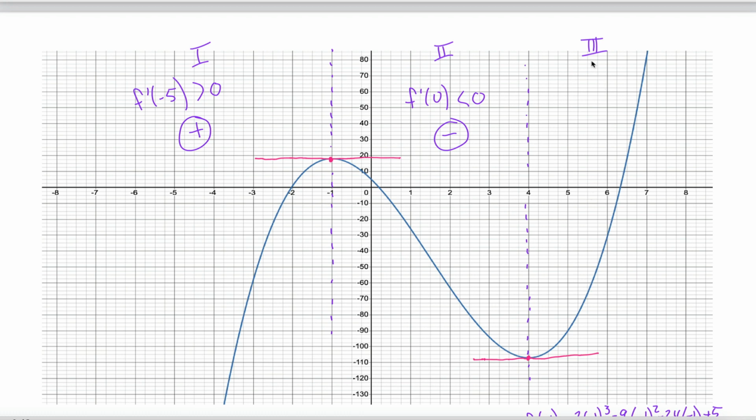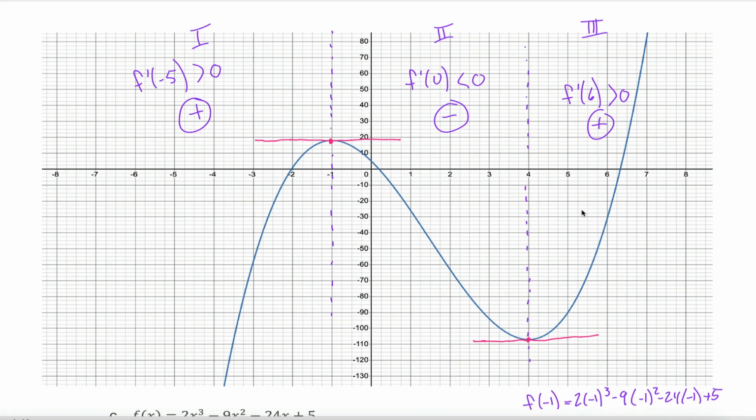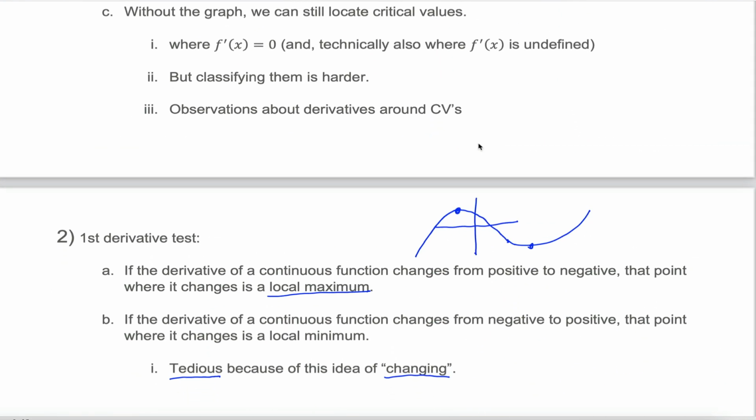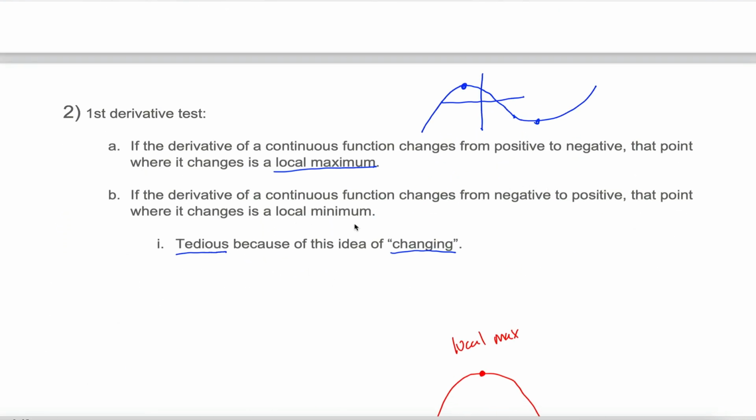Similarly, if we test a number in region 3, I don't know, 6 maybe, if we figure out f prime of 6, what we'll see is we get a positive number. That means my first derivative is positive. That means at this critical value, my first derivative is changing from negative to positive. Therefore, I must have a local minimum as specified with my first derivative test right here.